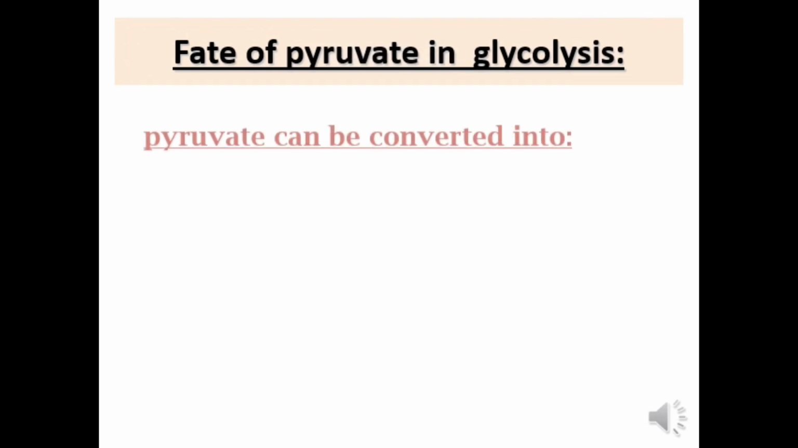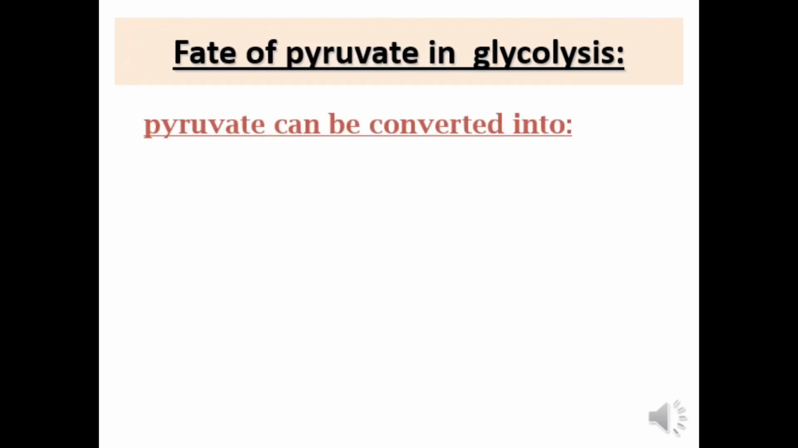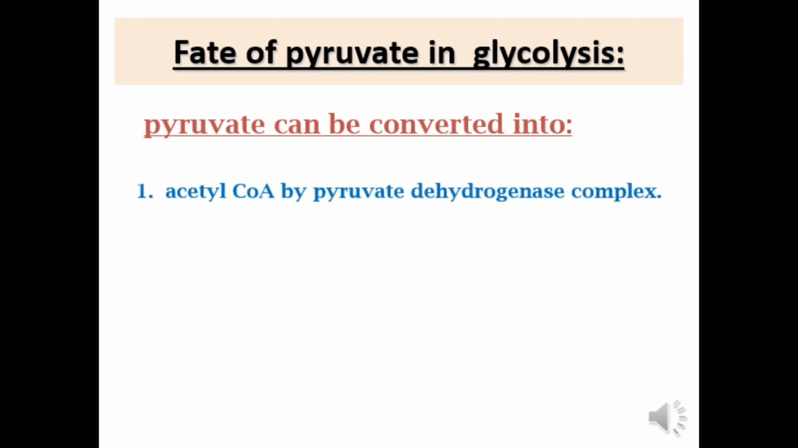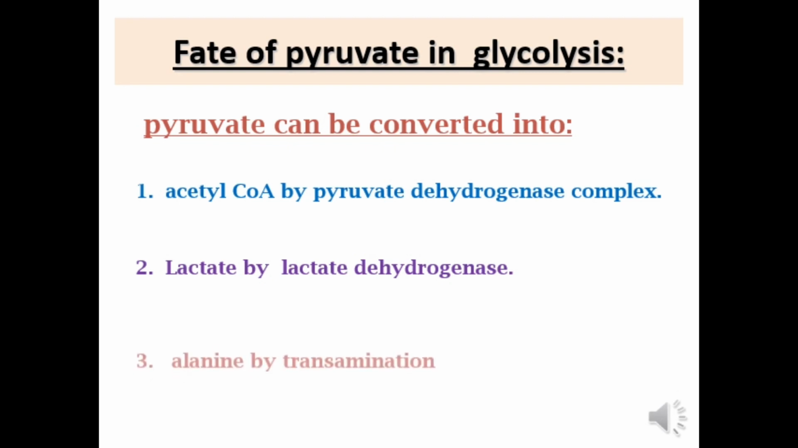Fate of pyruvate in glycolysis. Pyruvate can be converted into acetyl-CoA by the pyruvate dehydrogenase complex, this under aerobic condition. Or it can be converted into lactate by lactate dehydrogenase under anaerobic condition. Also, it can be converted into alanine by transamination.